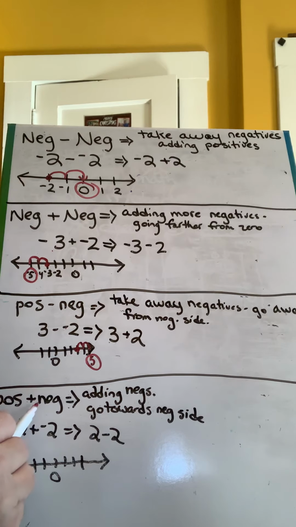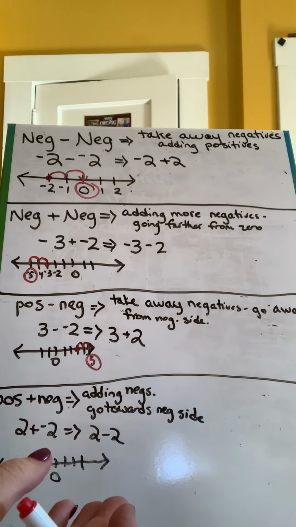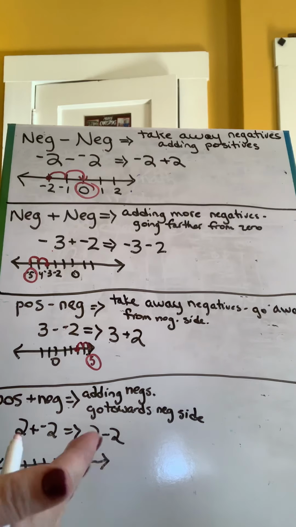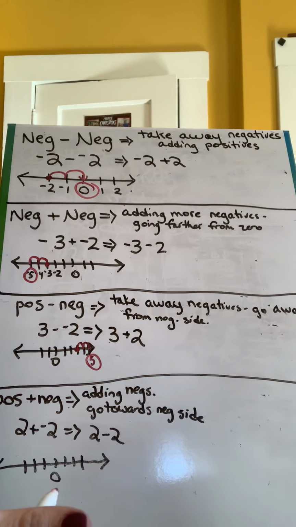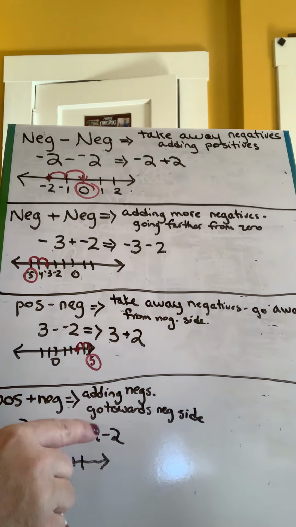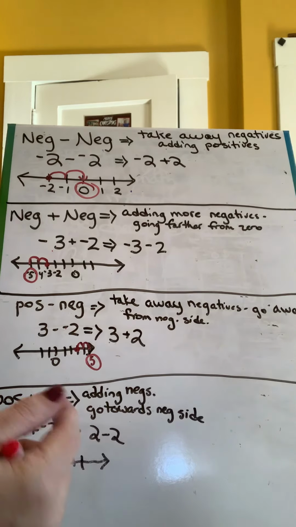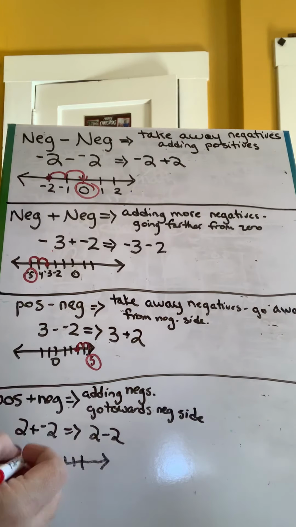If we have a positive plus a negative, it's like saying we're adding in negatives. If you're adding in negatives, you're going towards the negative side more. So 2 plus negative 2 is like saying 2 minus 2, because you're bringing those negatives in. So we're at 2, and then we're subtracting 2 to end at 0.